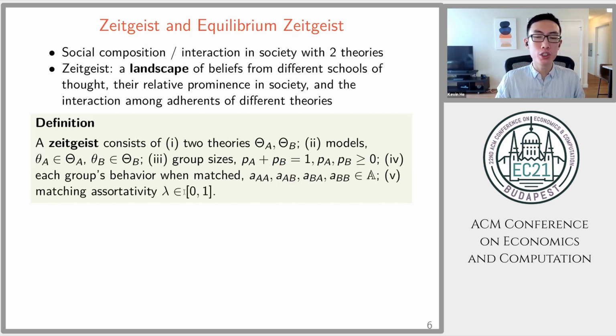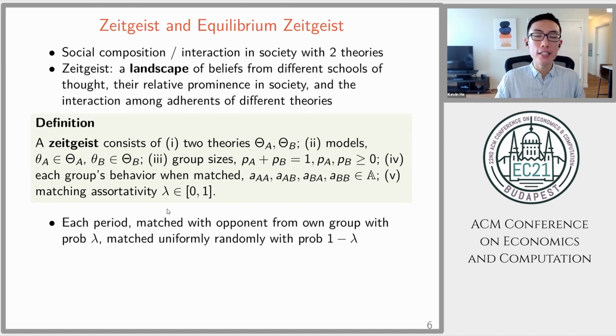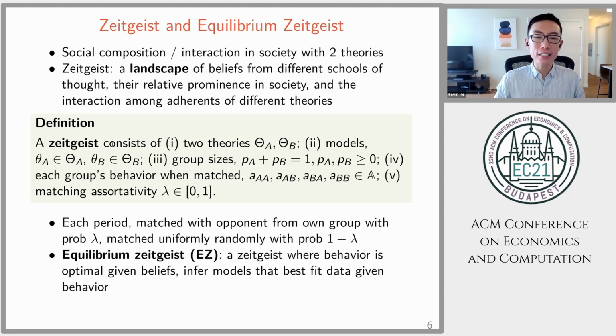And a matching assortativity parameter, lambda. How this lambda works is that in every period, your match with an opponent from your own group is probably lambda, and your match uniformly at random against someone from the entire society is probably 1 minus lambda. So a higher lambda means a more assortative social interaction structure. Now, a zeitgeist just includes these beliefs and behavior without any kind of optimality conditions or constraints.